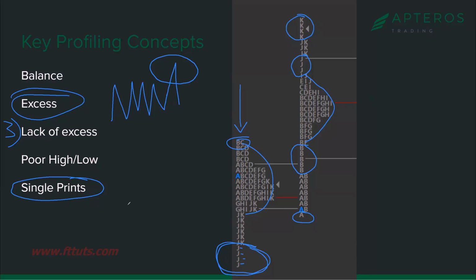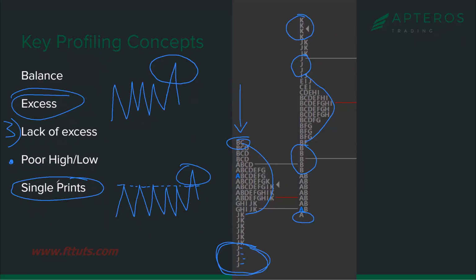Think about it like a consolidation area from a price action perspective, just a perfect one like this, it has no excess. But as soon as it gets wicked and rejected, now it has excess. A poor high or poor low is simply a lack of excess at the extreme of a profile. That's all it is.